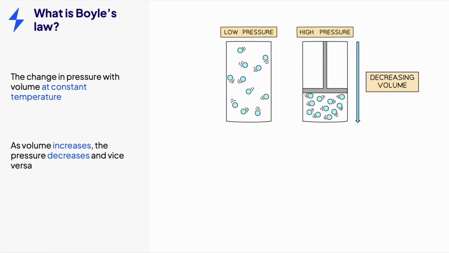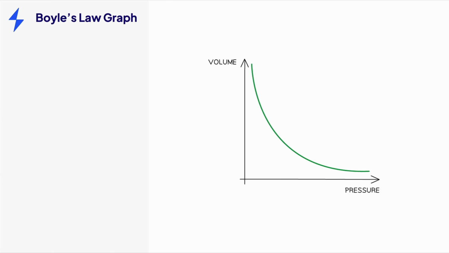The opposite is also true. Increasing the volume of a gas also decreases its pressure. This is represented by the equation PV equals constant, where P is the pressure in pascals and V is the volume in meters cubed. Boyle's law can also be represented on a graph.